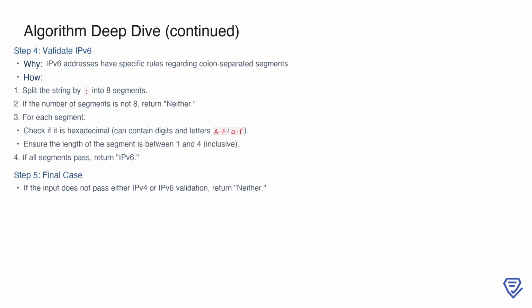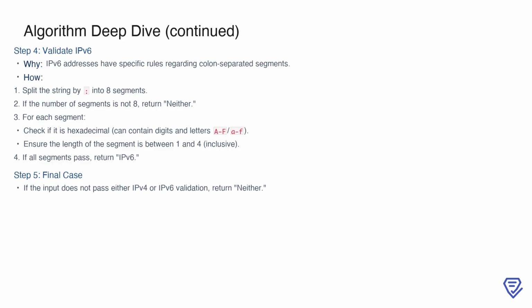If the address appears to follow an IPv6 format, we apply a different set of rules for validation. An IPv6 address consists of 8 colon-separated segments, so we begin by splitting the input string using colons. If the resulting list doesn't contain exactly 8 segments, the address is invalid, and we return neither. For each segment, we verify that it represents a valid hexadecimal value. This means it can include digits 0 to 9 and letters A to F, uppercase or lowercase. Additionally, the length of each segment must be between 1 and 4 characters. Any segment that fails these checks disqualifies the address from being a valid IPv6 address. If all segments satisfy these requirements, we return IPv6.